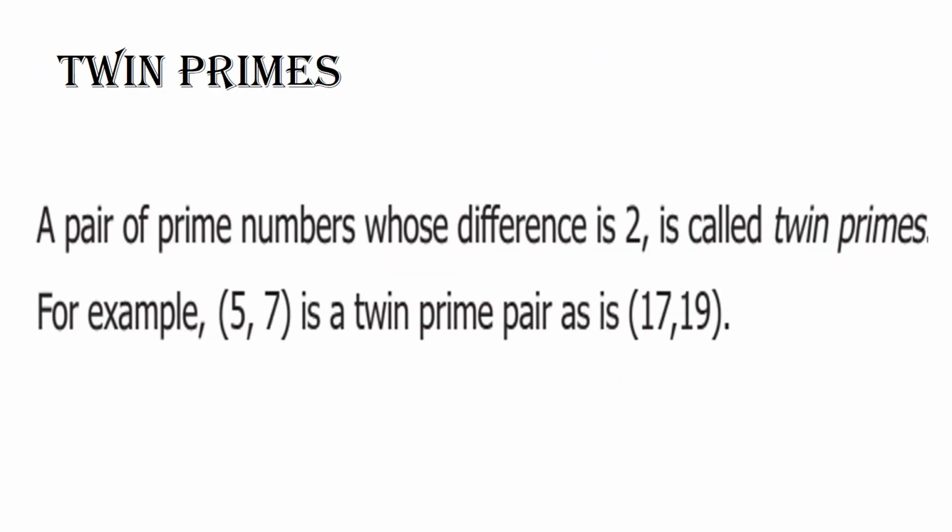Twin primes: a pair of prime numbers whose difference is 2 is called twin primes. For example, 5 and 7 are twin primes, and also 17 and 19, because the difference is 2.